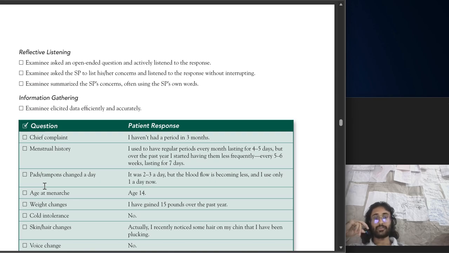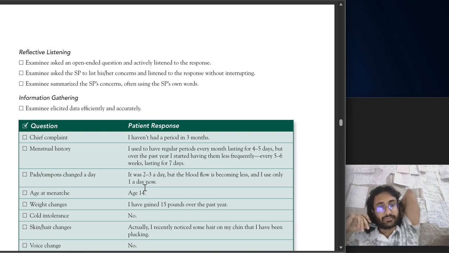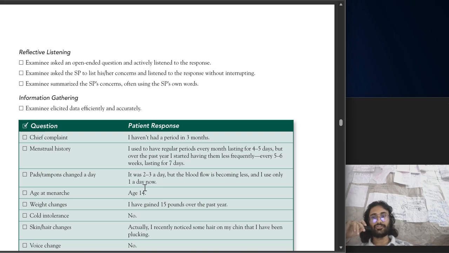You should ask whether the patient is using pads or tampons. The patient would answer that it was 2 to 3 a day, but the blood flow is becoming less, and I use only one a day. Now the menstrual bleeding is being reduced, so her tampon use would also be less. She's saying that first she used 2 to 3 tampons per day to control the bleeding, but right now she is using only one. So it suggests that the amount of bleeding or menstruation has reduced.